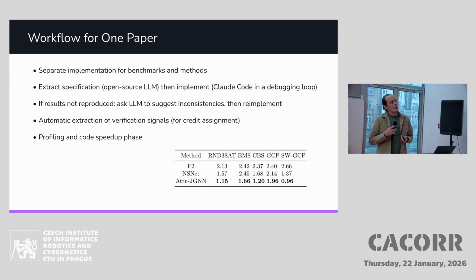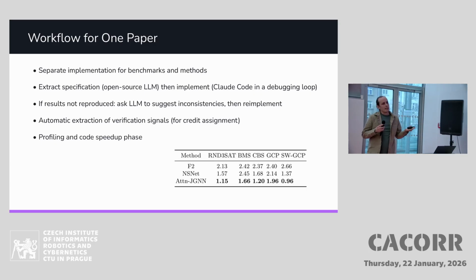One paper looks like we implement separately the benchmark and the method. Because in the paper usually there are many experiments, and we don't want to replicate them all. We just need the baseline, and we need to have some kind of certainty that we did it correctly. So the minimal thing which we need to do is just to take the baseline and apply it on some benchmark in the paper and see that we have approximately the same results.